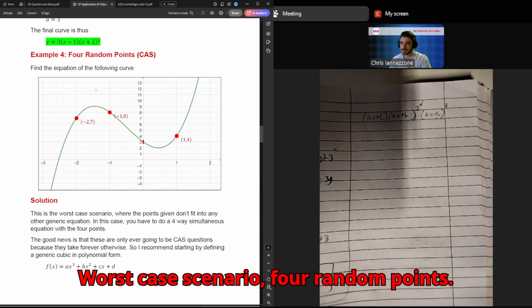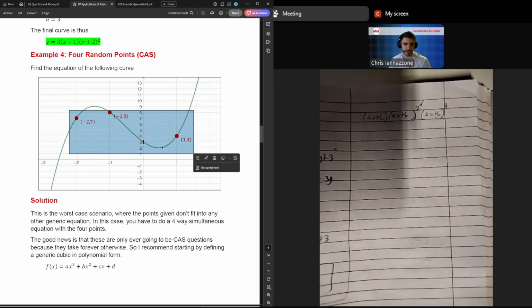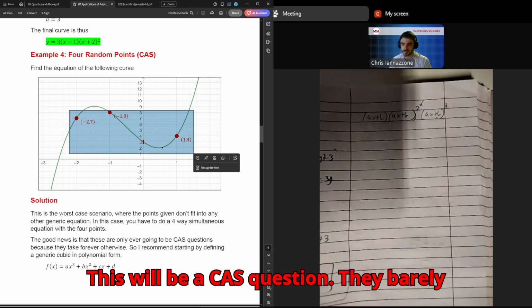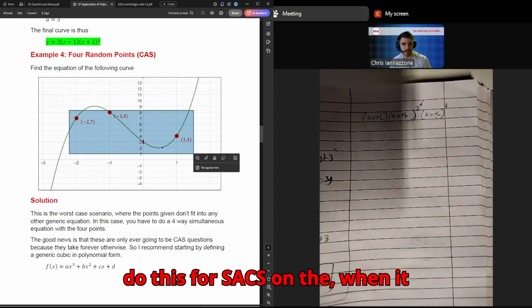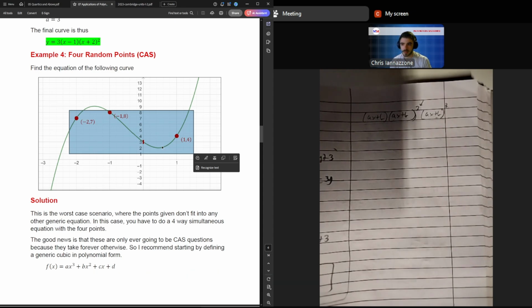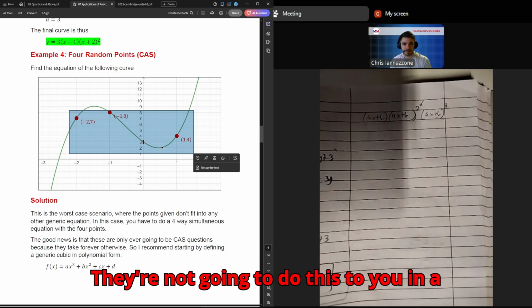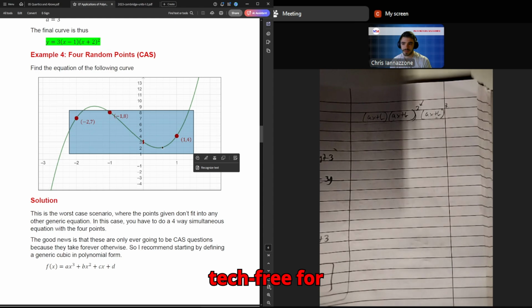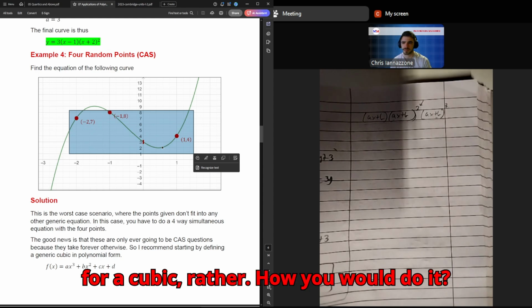Worst case scenario, 4 random points. This will be a CAS question. They barely do this for SACs when it was quadratics, when you had to do 3. They're not going to do this to you in a tech-free, for a cubic rather. How would you do it?